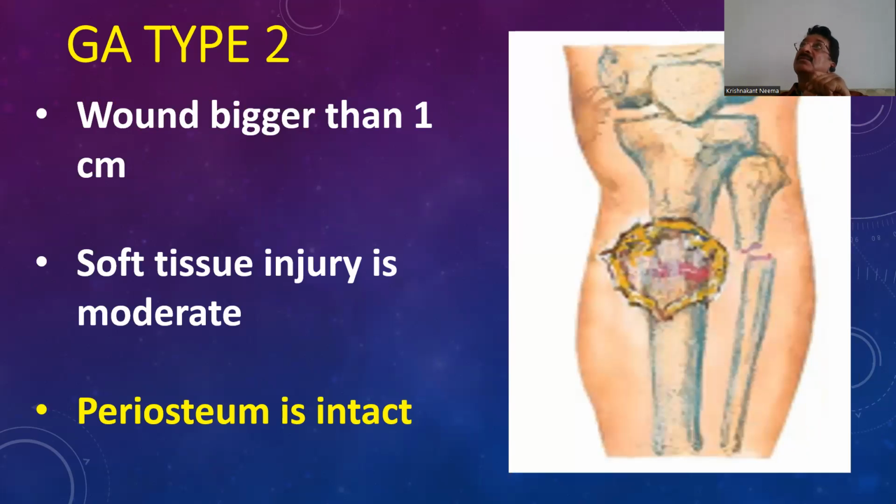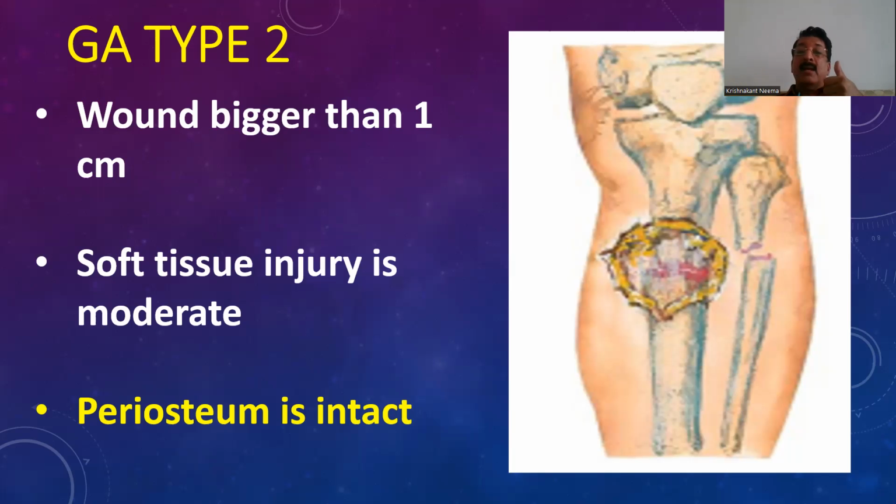What is Gustilo-Anderson type 2? Gustilo-Anderson type 2 is a bit more severe injury. The wound is much bigger. It is anything bigger than 1 centimeter. There is moderate soft tissue injury. And the key to diagnose is, number 1, the wound is bigger than 1 centimeter.